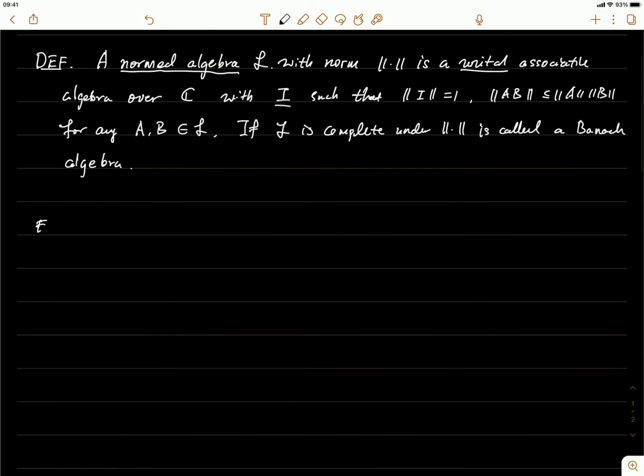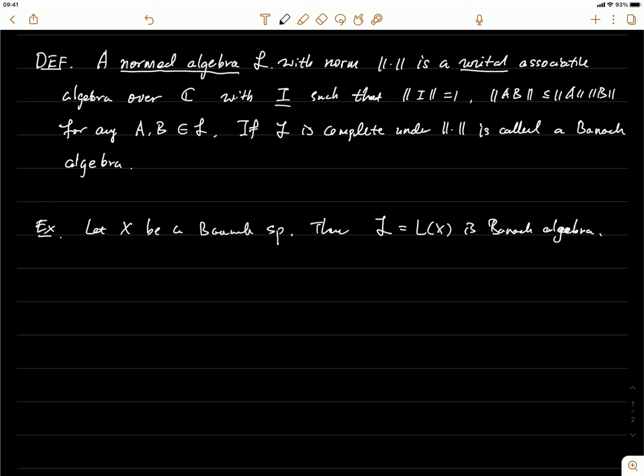Okay, a typical example is, let's say we have a Banach space X, just like the ones we had before. Then we can define L to be all the linear transformations from X to itself. This is a Banach algebra, and it satisfies all the conditions we mentioned above.